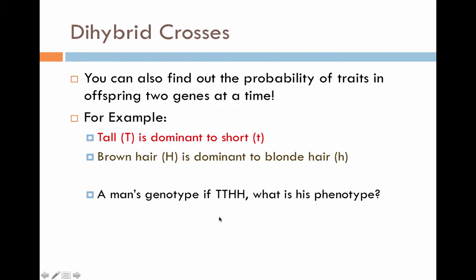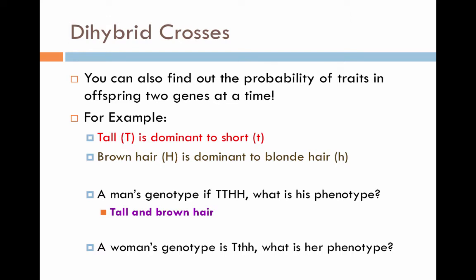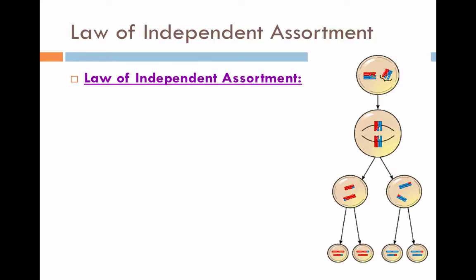So if you first look at the T's, it looks like he's tall, and then you look at the H's, it looks like he has brown hair. So his phenotype is tall with brown hair. A woman's genotype is big T, little h, little h. What's her phenotype? So let's look at the T's first. She's tall because she has one tall dominant allele, and she has blonde hair because she has 2 recessive blonde hair alleles. So she's tall with blonde hair.